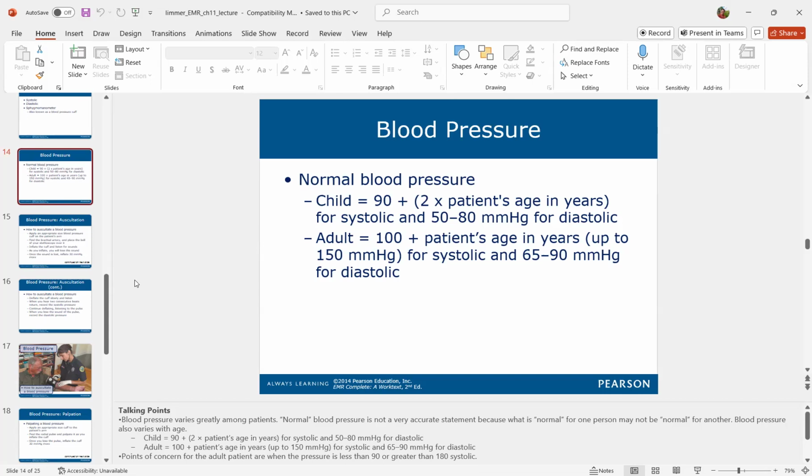But for adults, it's usually 100 plus the patient's age in years, up to 150. So 150 as the top number is kind of what we're looking for, kind of like a high. And then the bottom number, the diastolic number, between 65 and 90. So that's why I see people say like 120 over 80 is a pretty good blood pressure. Points of concern for adult patients are when the pressure is less than 90 or greater than 180 systolically. So if it's getting up there above 180, or above 90 diastolically, then we need to start worrying a little bit. And if it's below 90 on that top number, we start worrying a little bit as well. So somewhere in that 90 to 180 top number is okay.